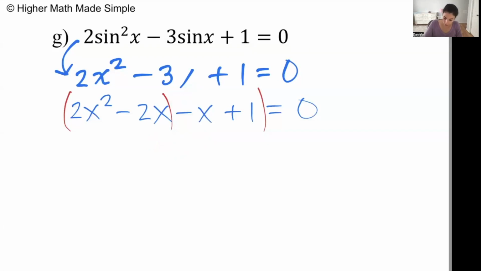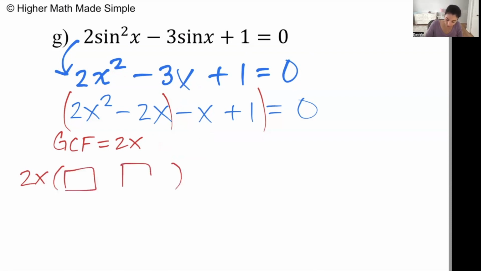Okay, so the GCF of this group, those both have a 2x, right? So pulling out a GCF, I'm kind of blowing through this again because I've gone over this a lot of times in this video. So we're going to have two boxes here because there's two terms. 2x times x gives me 2x squared, and 2x times a negative 1 gives me negative 2x. Done with that side. Now we're going to factor using the GCF of this group.